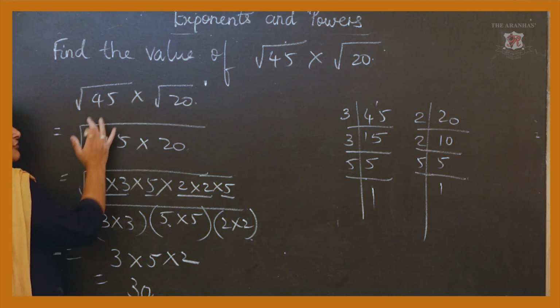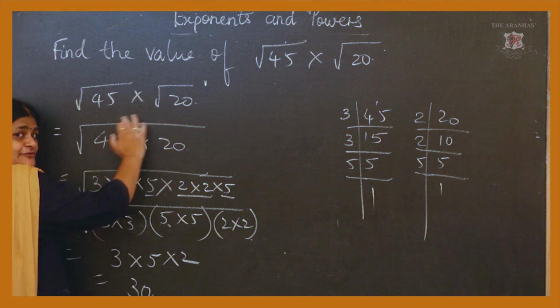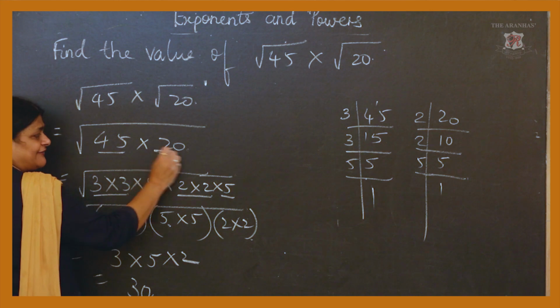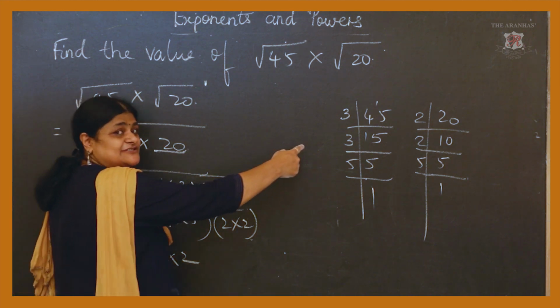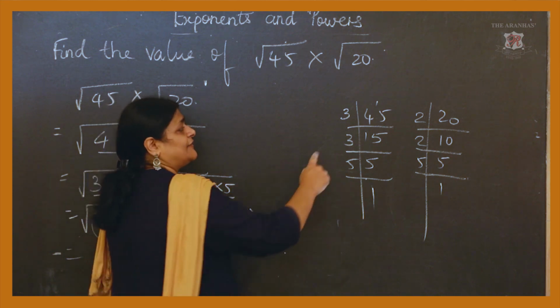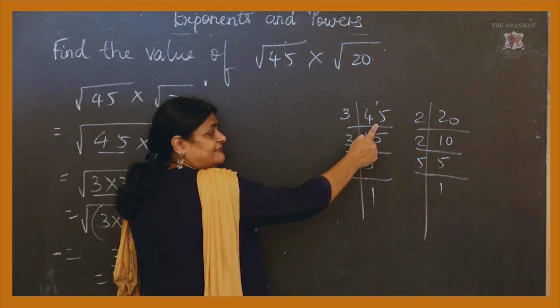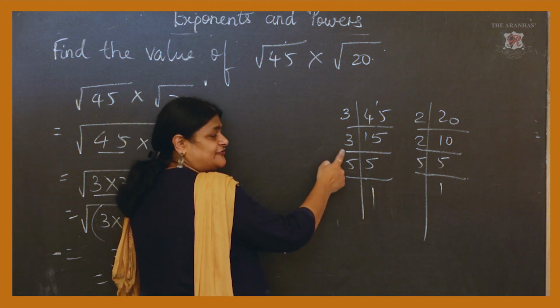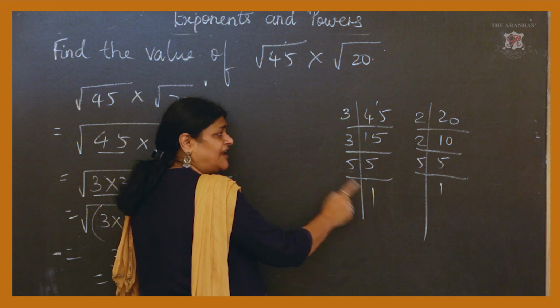Okay, so root of 45 into 20, under the root sign you are going to take. Then you are going to do the prime factors of 45 and 20, which I have done over here in the rough work column. So when you are doing it by prime factors, 3 into 15 will give you 45. Again 15 divided by 3 will give you 5, and 5 ones are 5.